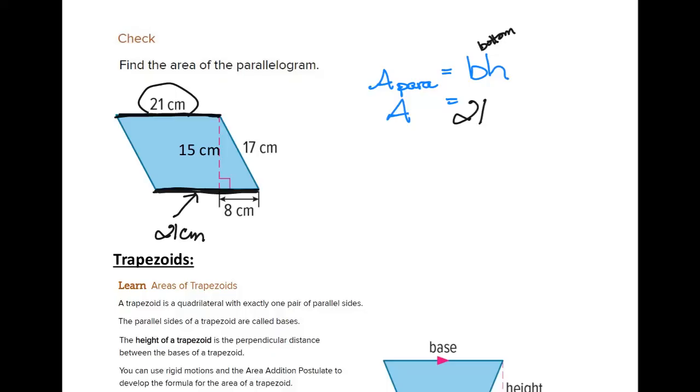The height, we are looking for the perpendicular height, the straight up and down height of that parallelogram to the base, is going to be 15, which is right here. So 21 times 15. And what do we get when we multiply 21 times 15? Edgar? 315. And we need to label it correctly, so that would be centimeters, and the squared has the small 2 in the upper right-hand corner.